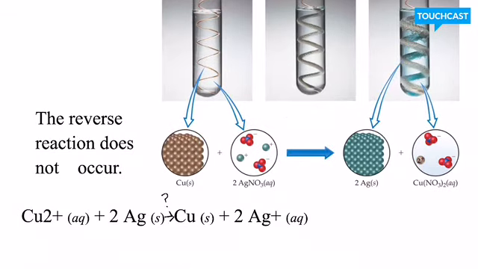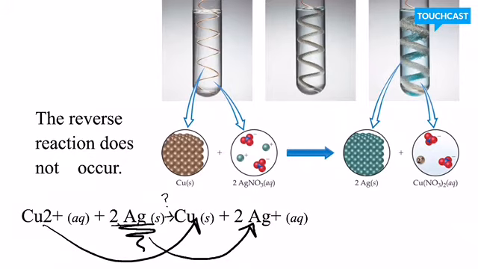Here's an interesting question for you. Would we be able to reverse this reaction? In other words, could we make that silver go back into solution? You've got solid silver being produced. Could we actually get back the silver ions and change back that blue copper solution? Can we change it back to get just the copper? The answer is no. The reverse reaction does not occur, which should make you ask, why not?